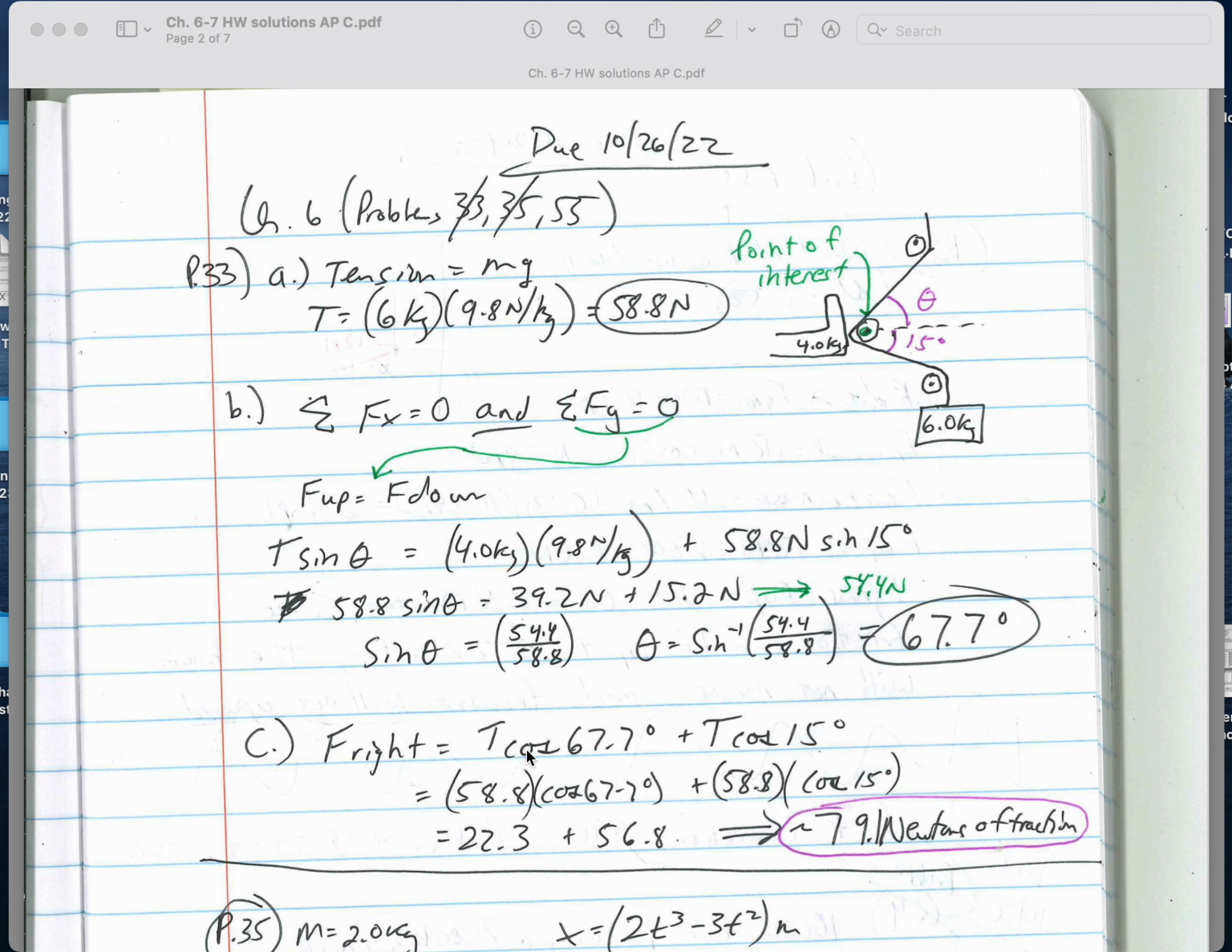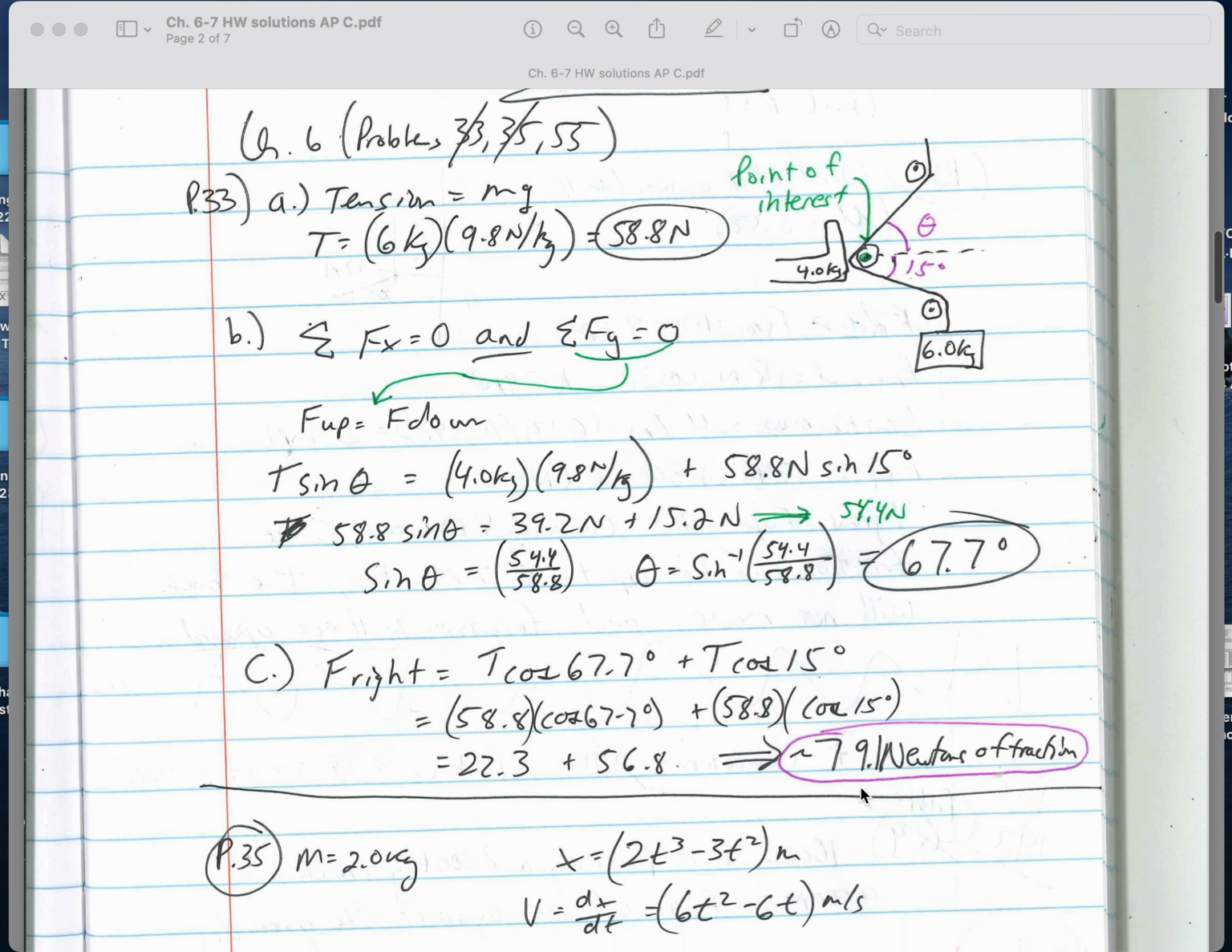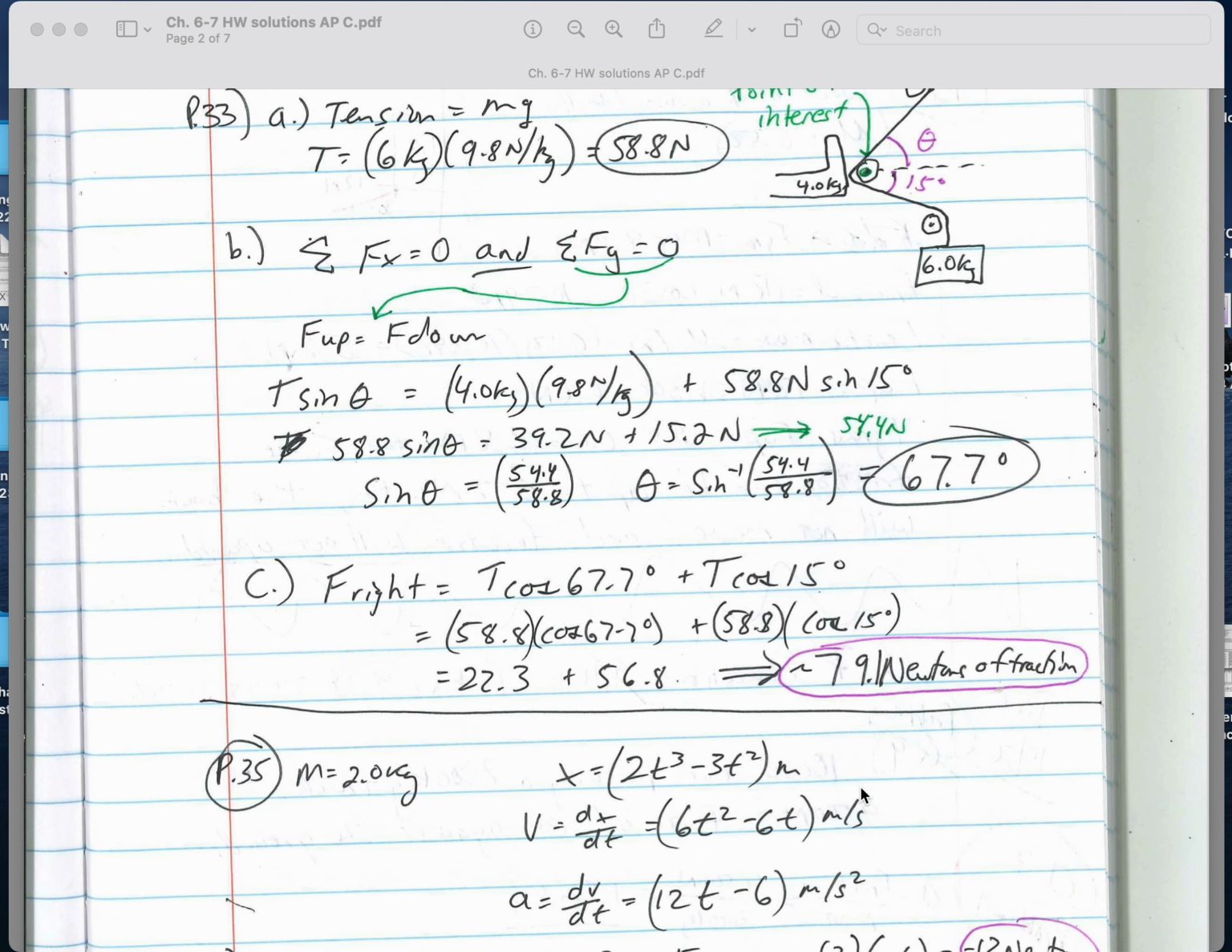So force to the right would be equal to the tension times the cosine of 67 degrees for 7 degrees for this part, and the cosine of 15 degrees for that part. So I add those up, and I get about 79 newtons of traction.